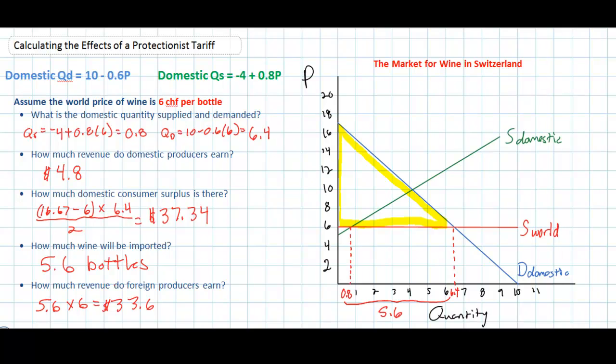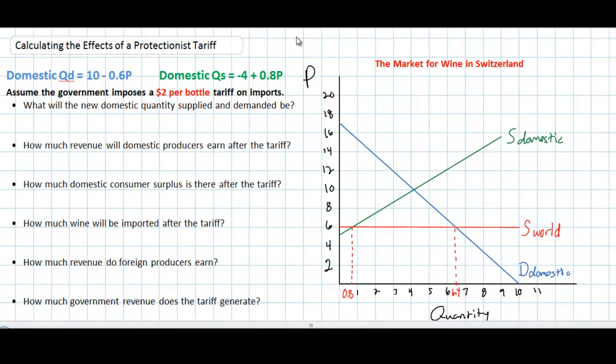In the next part of this lesson, we're going to examine the effect of a tariff or a tax placed on imported wine by the Swiss government. We want to look at how Swiss consumers, Swiss producers of wine, foreign producers of wine, and the Swiss government are affected by a tariff on imported wine. Now let's assume that the Swiss government has imposed a $2 per bottle tariff on imported wine. We've got some new questions we want to answer now.